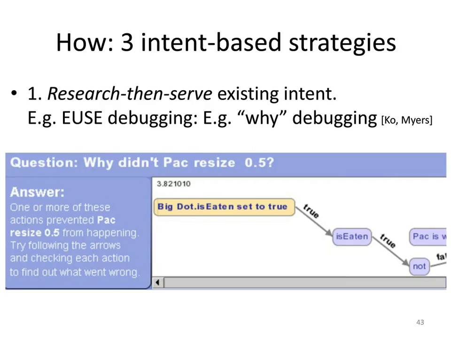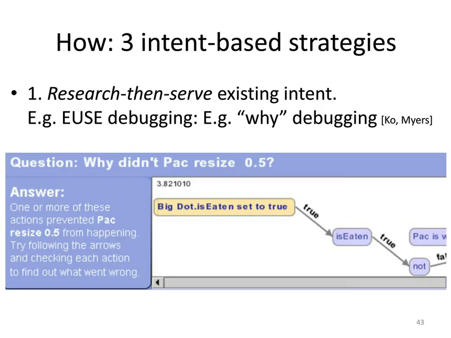So this then leads us to, well, how would we go about that? There are several possible strategies that people have already begun to use. One of them is here on the screen. The first one I want to talk about is, let's call it, research and then serve existing intent. An example of that is the Whyline debugging system pioneered by Andy Ko and Brad Myers.